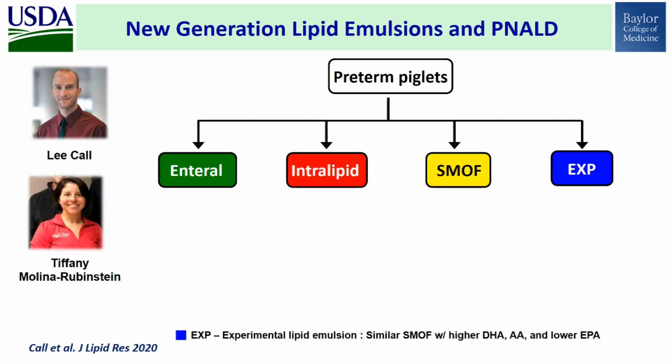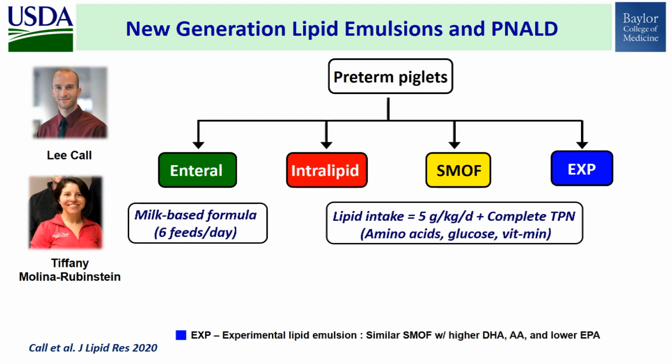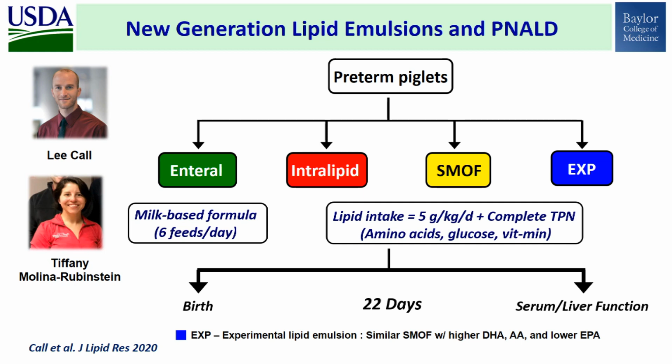We then followed up this study and we wanted to look at a more long-term study. We also looked at the effect of intralipid and SMOF, and then we studied a third emulsion that was an experimental emulsion that we were examining in collaboration with Fresenius that contained higher amounts of DHA, arachidonic acid, and lower EPA. This study was conducted by a graduate student in the lab, Lee Call, and a neonatology fellow, Tiffany Molina Rubenstein. And this was a 3-week study with a similar lipid intake of 5 grams per kilo per day. And we assessed similar outcomes.